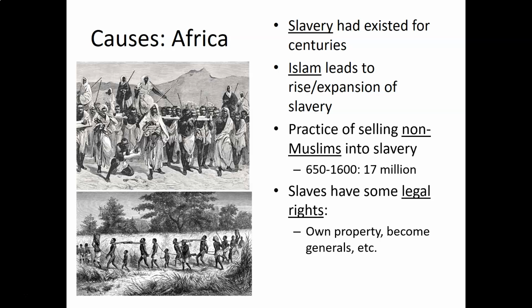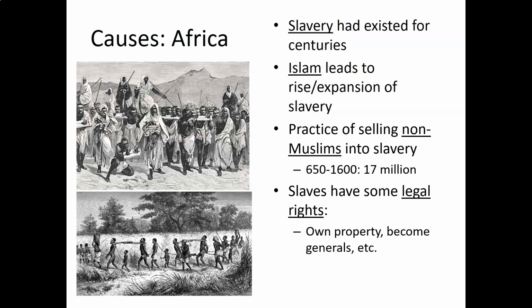So that had actually led to an expansion of slavery, okay? And specifically in the Islamic sense, selling non-Muslims into slavery. And over about a 1,000-year period of Islam being in Africa, you had roughly about 17 million people, approximately, that were sold into slavery in this form.